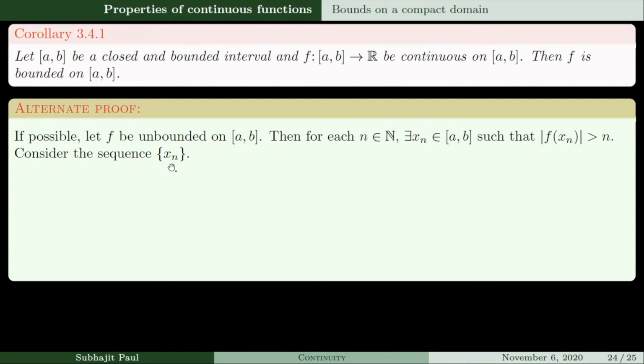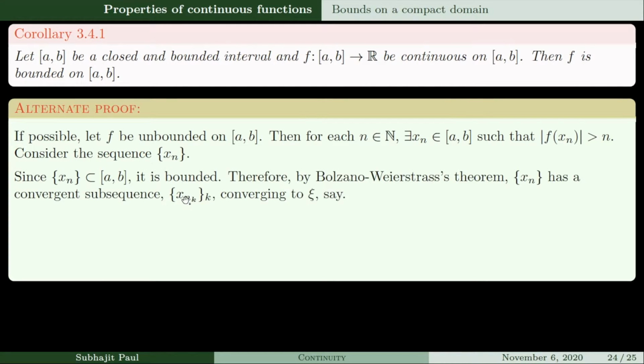Consider this sequence of points x_n. Now, since this sequence is coming from the closed and bounded interval [a,b], it is bounded, of course. Therefore, by the Bolzano-Weierstrass theorem, x_n has a convergent subsequence x_nk, let's say converging to a point, say xi. Since [a,b] is closed, xi will belong to [a,b]. Consequently, f is continuous at xi.